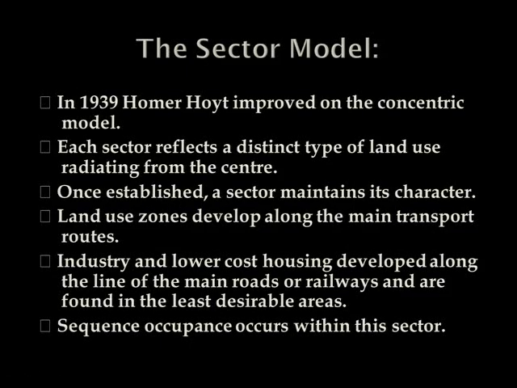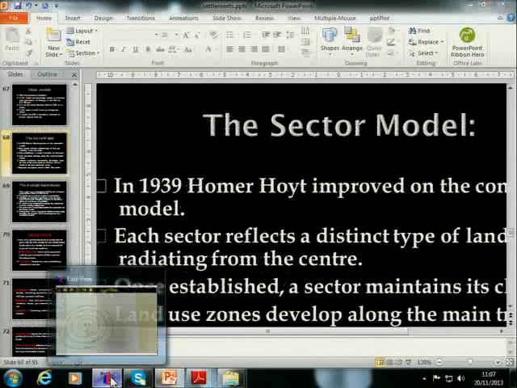Land use zones developing along the main transport routes, industries and lower cost housing developed along line of main routes. The sequence occurs within this sector. So if I have to, let us roughly draw this sector model. It's going to be simple for me.